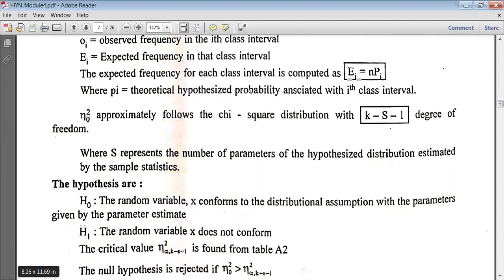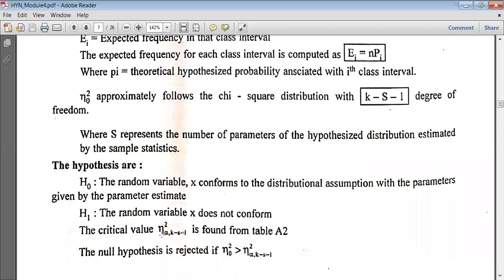Here we are considering two hypotheses. We have H0 and H1. H0 states that the random variable x conforms to the distributional assumption with the parameters, right? So that means H0 states that the random variable x conforms to the chi-square distribution. Next we have H1. H1 tells that the random variable x does not conform to the distribution, right?